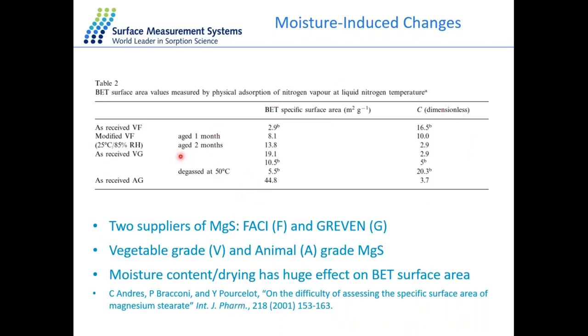This is just showing that the source and the aging conditions of magnesium stearate can vastly affect the BET surface area. And this is most likely due to, and shown that, the moisture content and/or drying conditions can have a massive effect on the BET surface area of something like magnesium stearate.